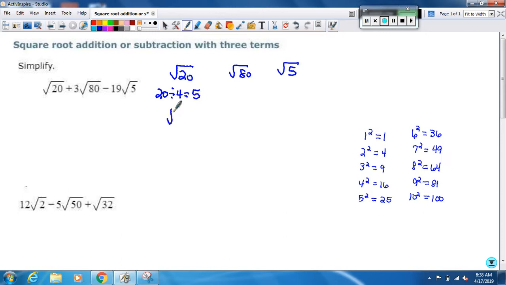20 divided by 4 is 5. So the answer that you get after you divide goes under the radical, and since you divided by 4, the number out front, the 2, stays out front. So that one simplifies to be 2 square roots of 5.